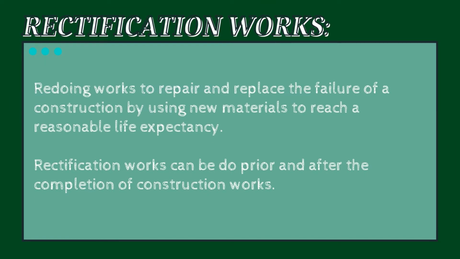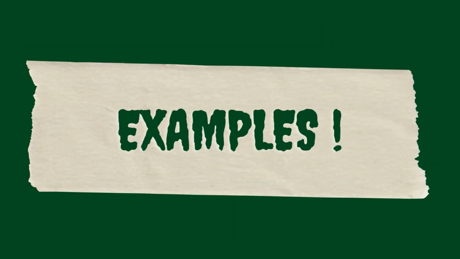Rectification works is defined as redoing works to repair and replace the failure of a construction by using new materials to reach a reasonable life expectancy. Rectification works can be done prior to and after the completion of construction works. Let's look at some examples of rectification works based on different types of materials.